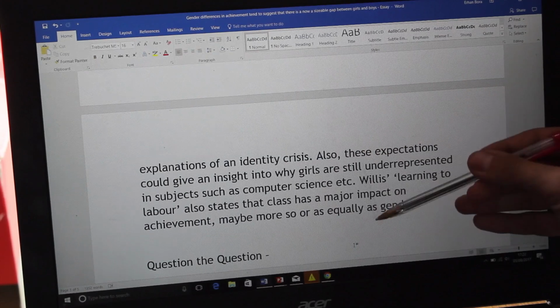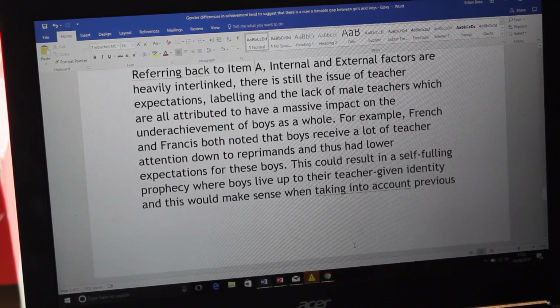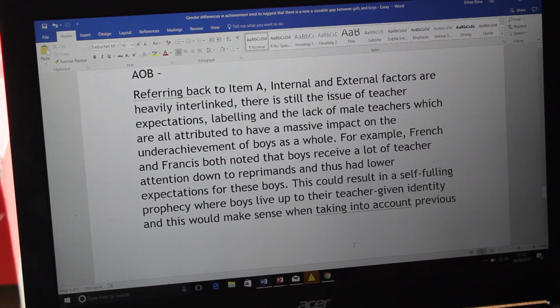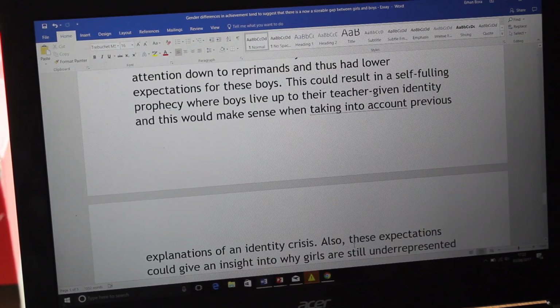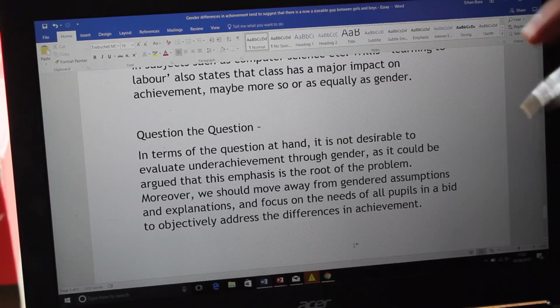Now, I'm not going to go through the rest, but what I've done here is try to include other concepts, ideas that can affect the boys here. That could be a link to my essay. So any other business is your opportunity to include any other concepts or issues that you know that can strengthen your essay. Question the question.